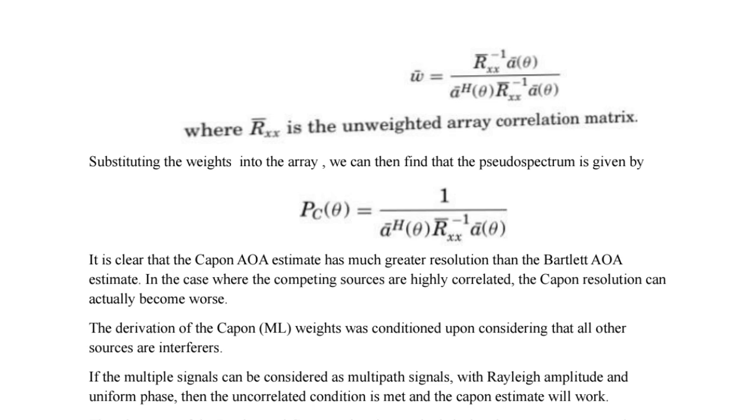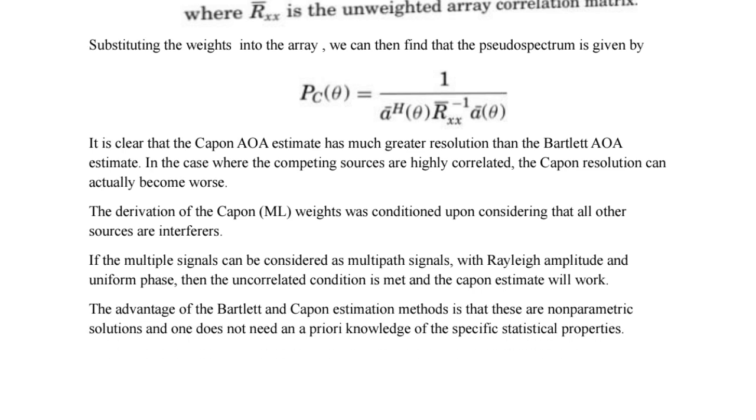The derivation of the Capon weights is conditioned upon considering all other sources as interference. If the multiple signals can be considered as multipath signals with relative amplitude and uniform spacing, then the uncorrelated condition is met and the Capon estimate will work. The advantage of the Bartlett and Capon estimation methods is that they are non-parametric solutions, and one does not need prior knowledge of specific statistical properties.